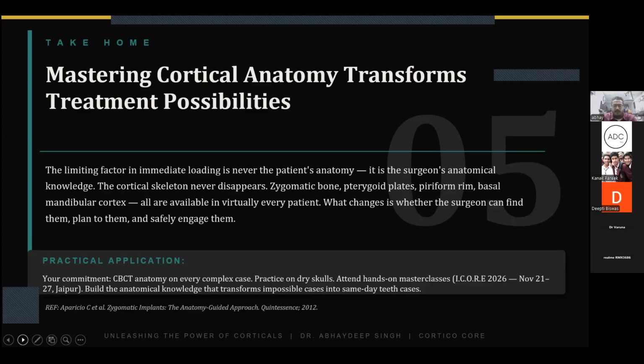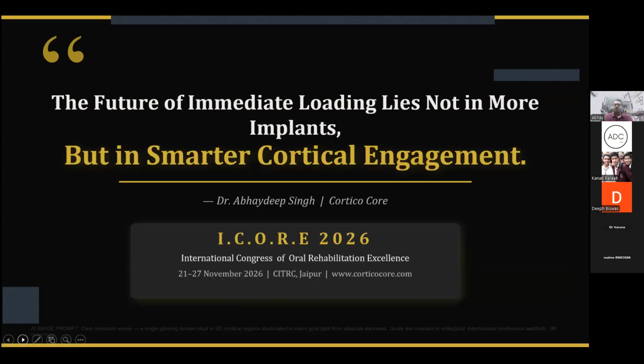And then after those two intensive lecture days, there are going to be 5 days in which we are going to place more than 500 implants, and we are going to give you workshops. We are going to train you very well for these cortical engagements, the prosthetic protocols and the 3D printing, everything is there. Dr. Sudhir is also there for the lecture, and he's going to deliver a master class on ozone therapy in general dentistry, implant dentistry, or whatever its application is in the field of dentistry. So the future of immediate loading lies not in more implants, but in smarter cortical engagement.